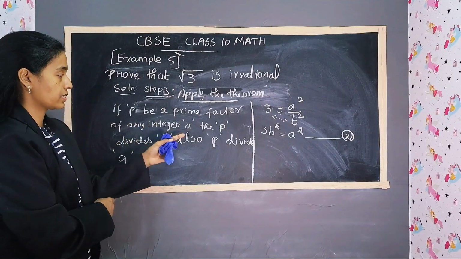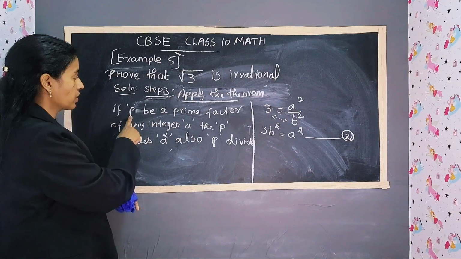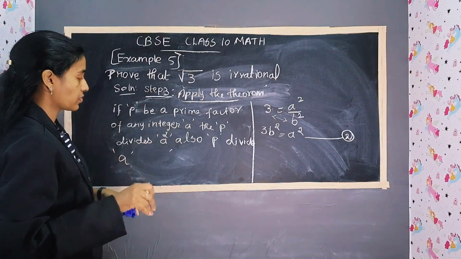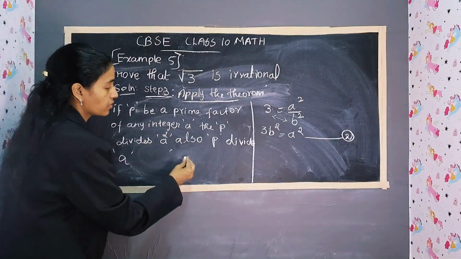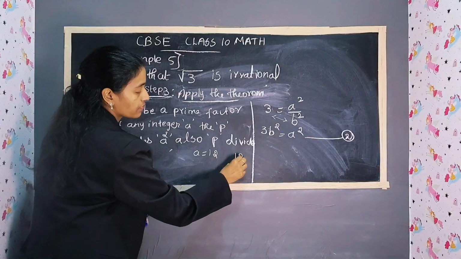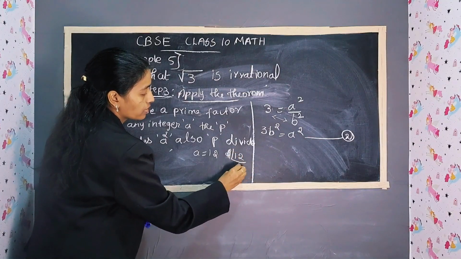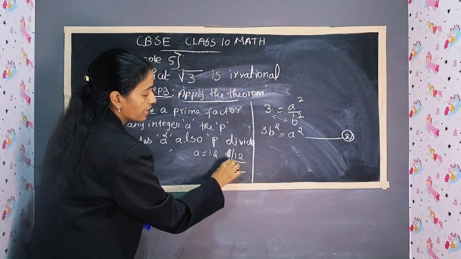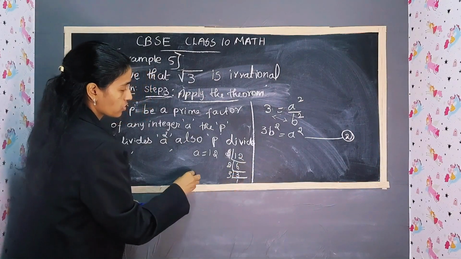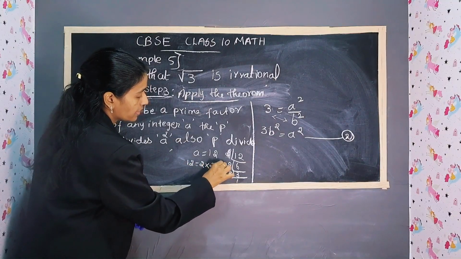Already we had explained about this theorem with the example. P is a prime factor. A is any integer. Okay, let me explain the same thing again. I am taking a equal 12. Okay, and I am finding the prime factors. 2, 6 2s are 12. Again 2, 3 2s are 6. 3. So the factors of 12 is 2 into 3.